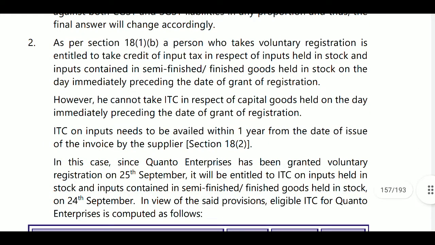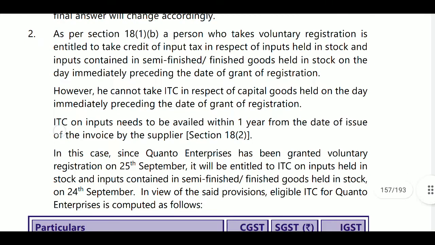Next, as per Section 18(1)(b), a person who has taken voluntary registration is entitled to take credit of input tax in respect of inputs held in stock and inputs contained in semi-finished and finished goods held in stock on the day immediately preceding the date of granting of registration.